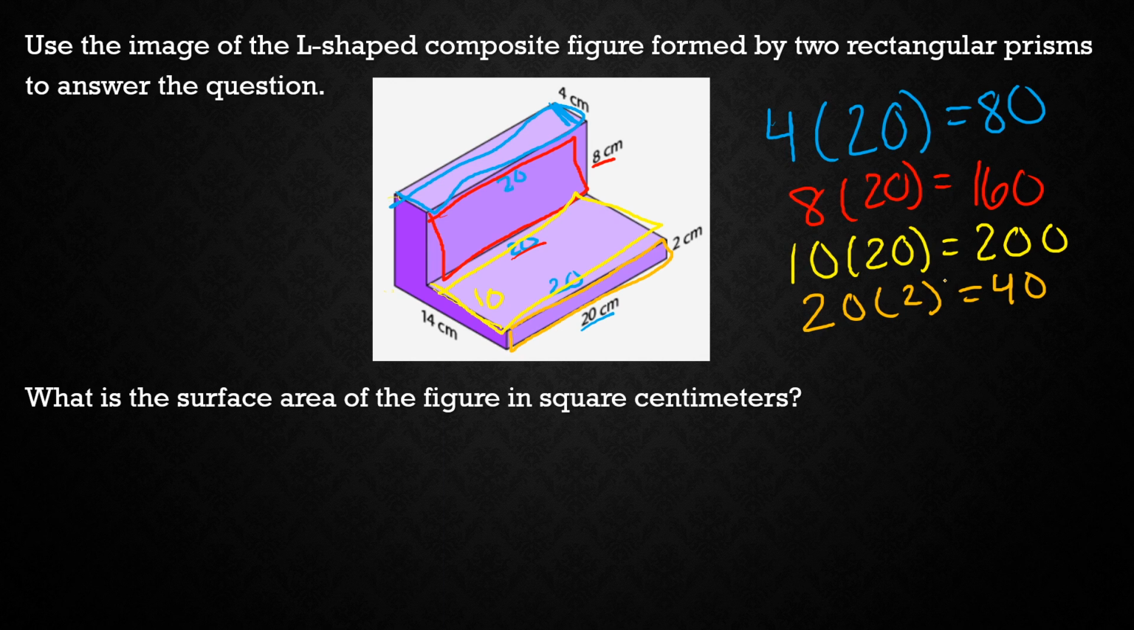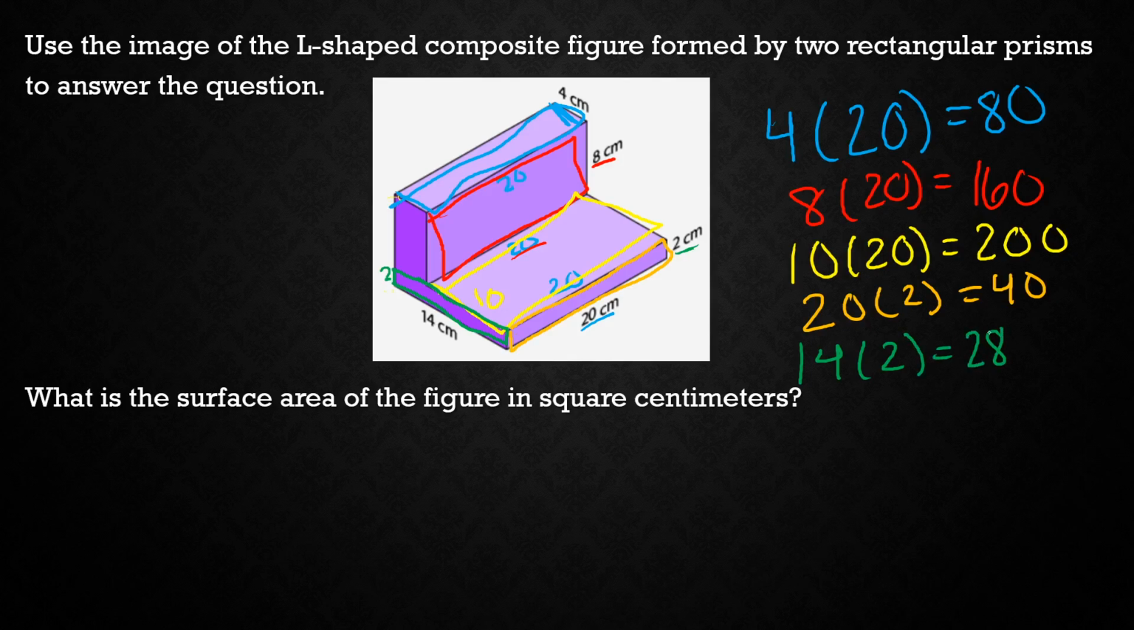Alright, now let's do the side here. I have two different ways I can do this side. I'm going to break it up like this and do this piece down here that I'm outlining in green. I know this whole bottom piece is going to be 14, and this right here is going to be 2 because I have a 2 right here. So this side right here is also 2. So I have 14 times 2, and that's going to give me 28.